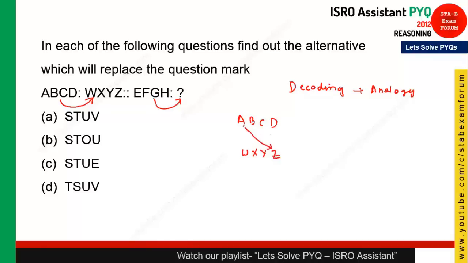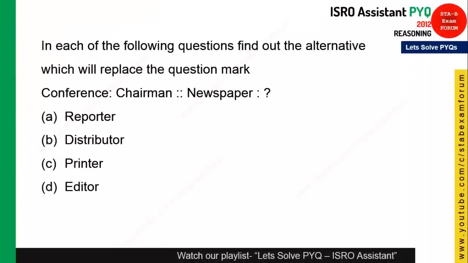A reversed is Z, B reversed is Y, C reversed is X, and D reversed is W. Similarly, if you go for E F G H, the reverse will be V U T S. The reverse of E is V, F is U, G is T, and H is S. So option A is the right answer. Let's see the next question, and your time starts now.